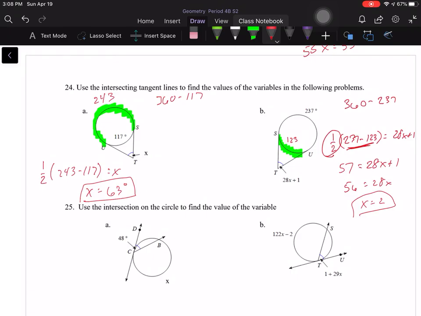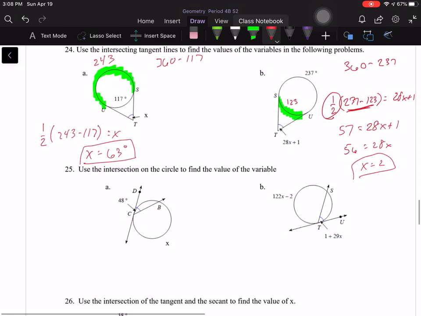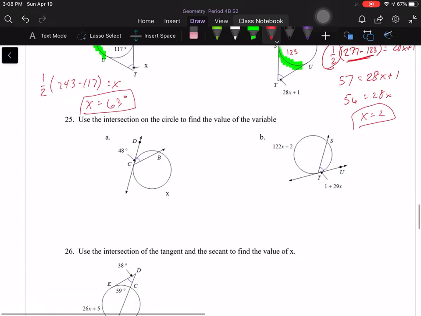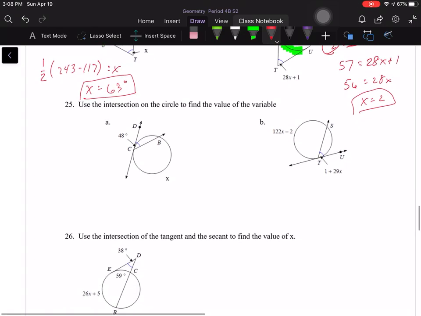Okay. Again, you could multiply by 2 and get 56x plus 2 equals your 114 and then go through and finish solving, but when it's all numbers, I don't mind taking half of it. When it's variables, I don't want to work with fractions. 25, use the intersection of the circle to find the value of the variables.